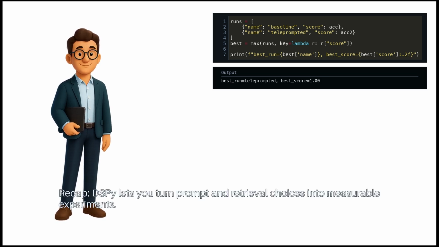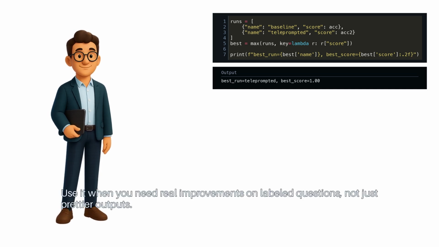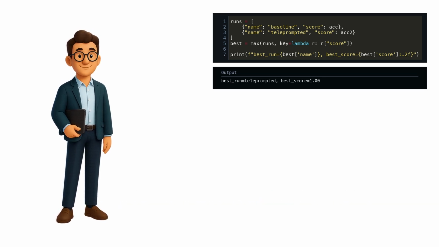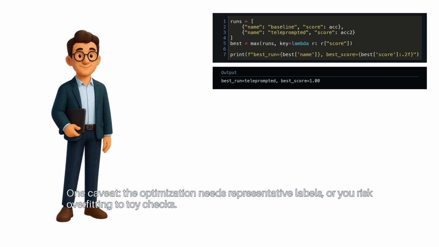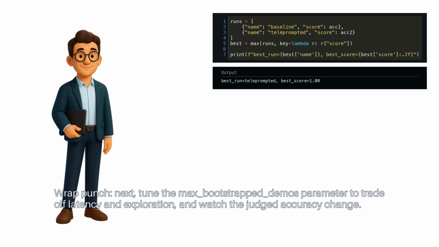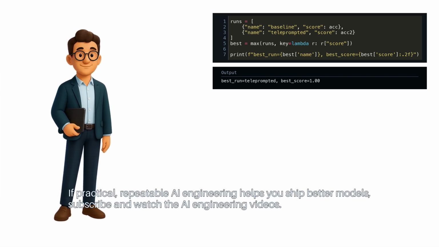Recap. DSPy lets you turn prompt and retrieval choices into measurable experiments. Use it when you need real improvements on labeled questions, not just prettier outputs. One caveat: the optimization needs representative labels, or you risk overfitting to toy checks. Next, tune the max bootstrapped demos parameter to trade off latency and exploration, and watch the judged accuracy change. Practical, repeatable AI engineering helps you ship better models.